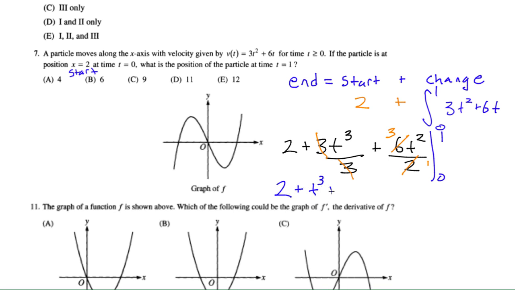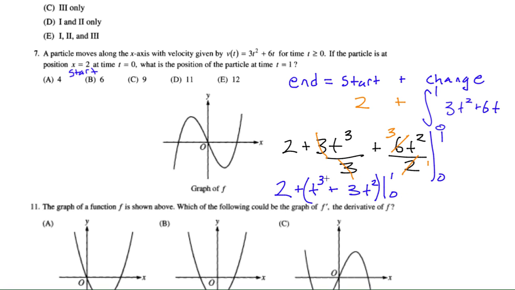Cool, so our new expression from 0 to 1 is going to look like 2 plus t cubed plus 3t squared from 0 to 1. All right, when I plug in 0, and again, this evaluation bar applies to this thing. When I plug in 0, nothing happens.